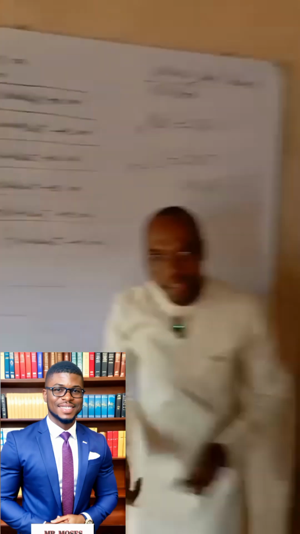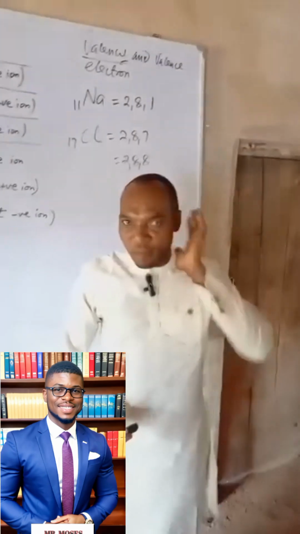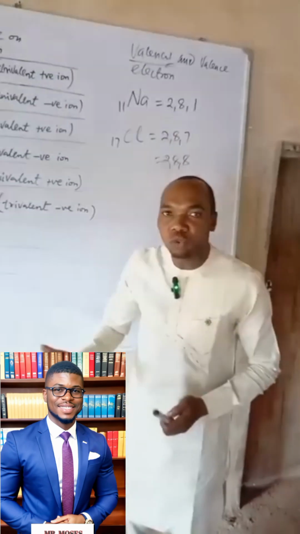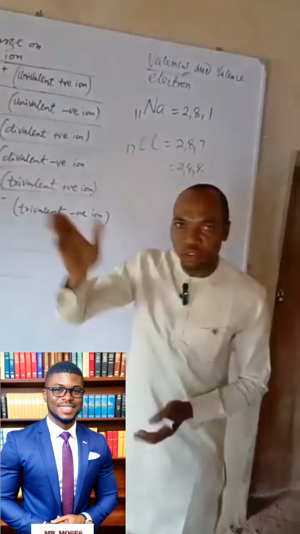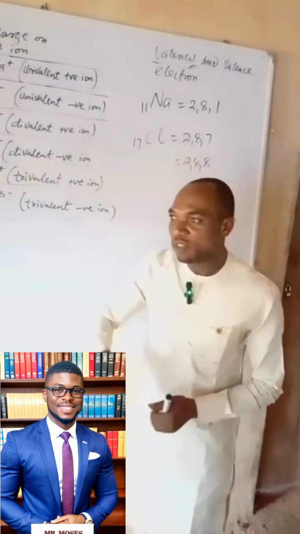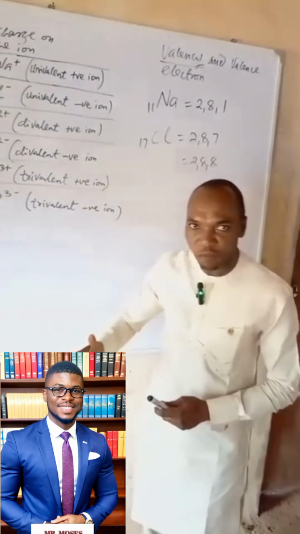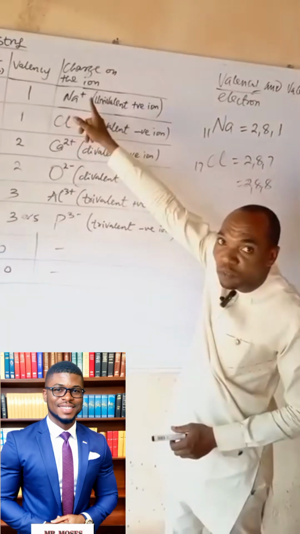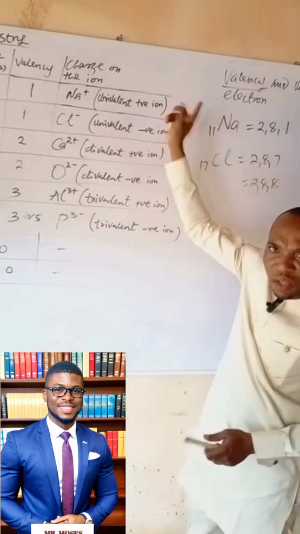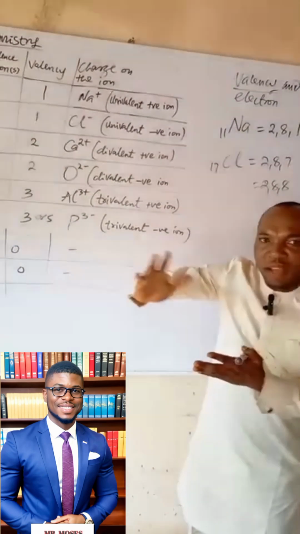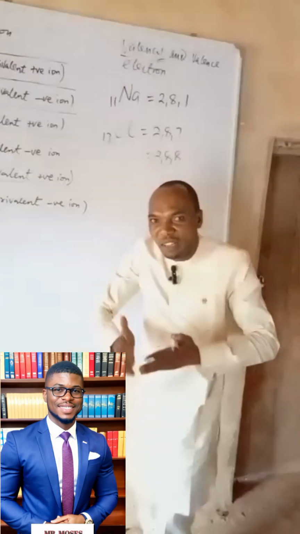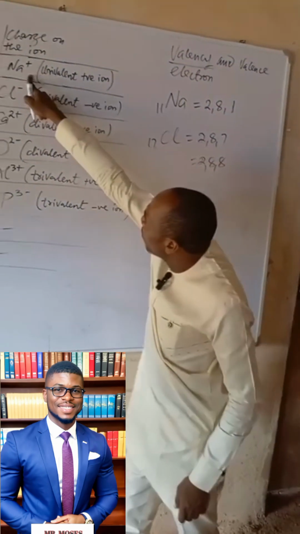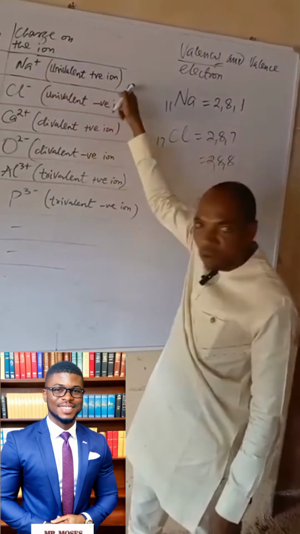Because they will ask you in JAMB, in WAEC, which of the following elements has the same valency as chlorine. Sodium has the same valency as chlorine. In fact, group 1 metals have the same valency as chlorine. Then the difference now is that metals form positive ions by loss of electrons, while non-metals form negative ions by gain of what? Electrons. Now, sodium is a univalent positive ion.